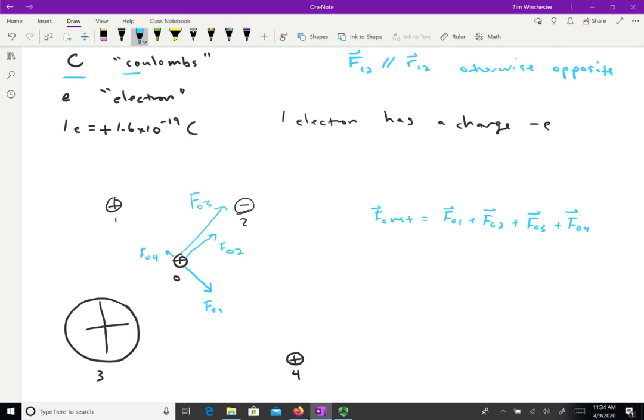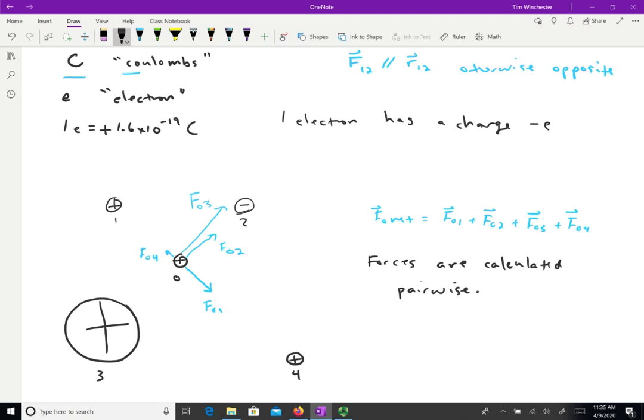Okay, so the big takeaway from this is that electrical forces are calculated pairwise. If we want to know the forces on object 0, we calculate each of the forces on object 0. If we wanted to know all of the forces on object 1, we would have to calculate the force on object 1 by 0, by 2, by 3, and by 4, and then combine those all together.